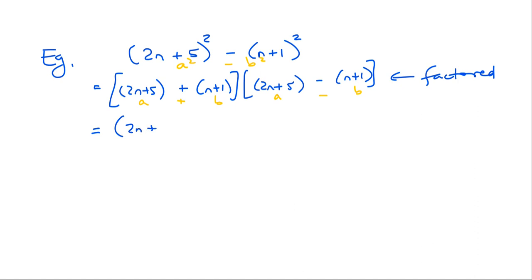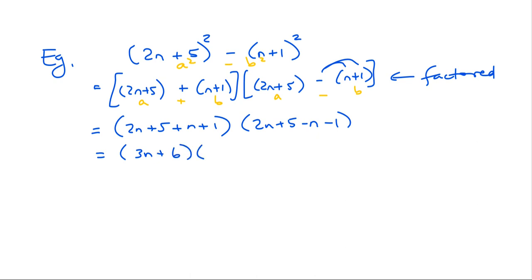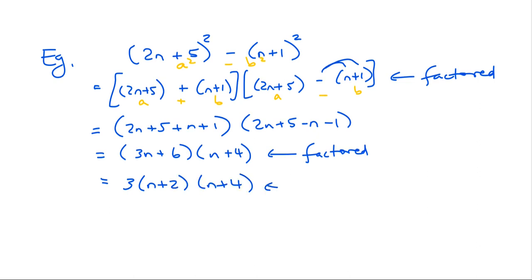So this one's going to become 2n plus 5 plus n plus 1. I'll remove the inner brackets. This one is going to become 2n plus 5 minus n plus 1, but I've got to be careful because this minus needs to be distributed to both of them. Make it like that. And now I can add up everything and I get 3n plus 6 times n plus 4. And I'm still factored. Unfortunately, I'm not fully factored because the first bracket has a common factor in it. So I'm going to factor out the 3 and I get n plus 2 times n plus 4. And now this one is finally fully factored.